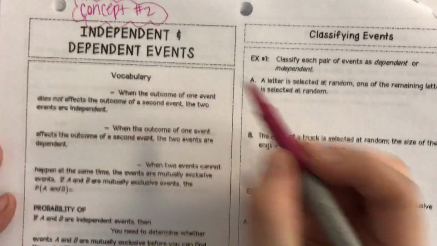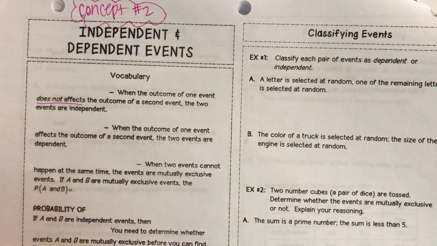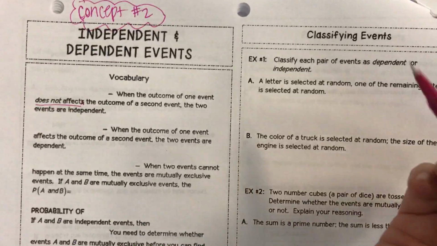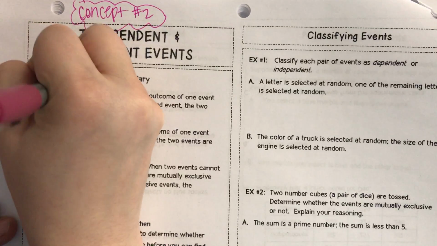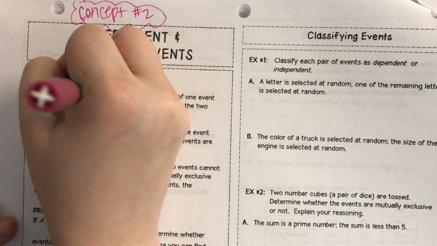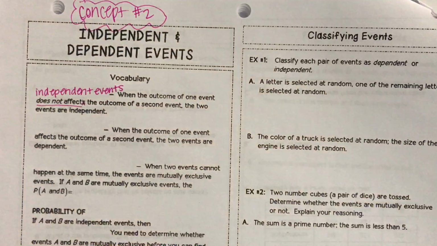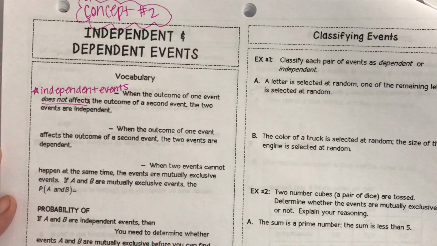So this first one: when the outcome of one event does not affect the outcome of a second event, the two events are independent. So this one is independent events. When one outcome has no effect on another one, they are independent, which makes sense. They can occur without affecting each other, so they're independent of each other.